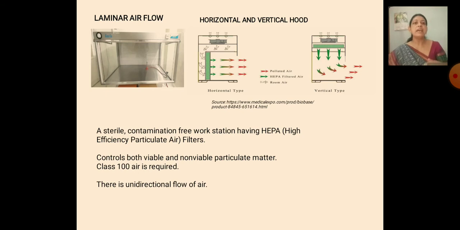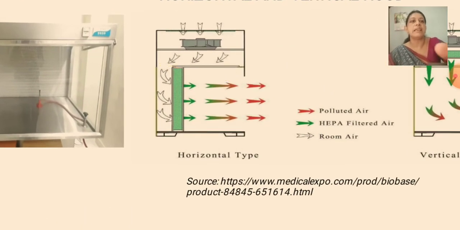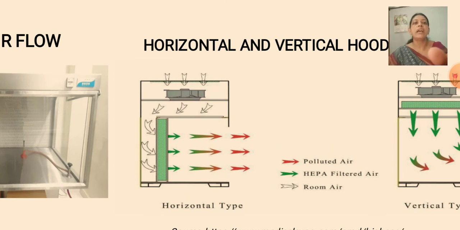Now the laminar airflow, this sterile unit, is of two types. One is the vertical hood, the other is the horizontal hood. What is the difference between the vertical hood and the horizontal hood? The difference is the way the air is circulated into the chamber. If I look at this one, this is the horizontal hood.